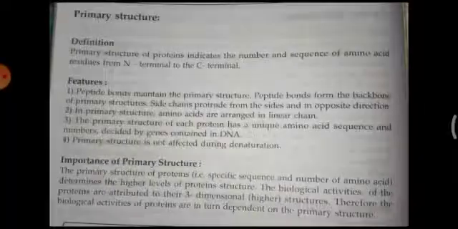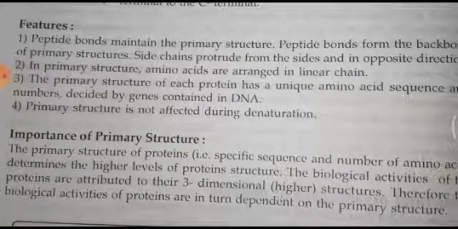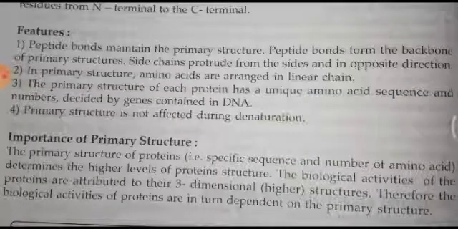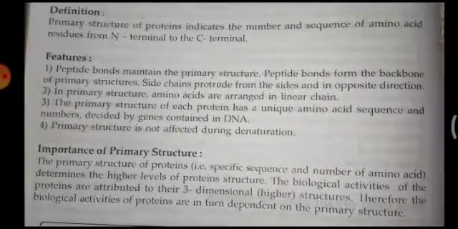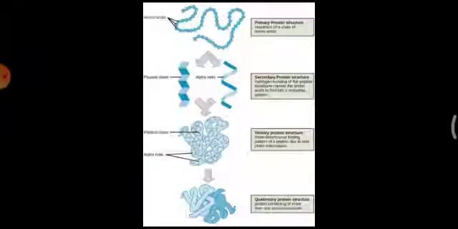So we are discussing primary structure. If you see the importance of primary structure, in the primary structure of proteins, the specific sequence and number of amino acids is determined. The biological activities of the proteins are attributed to the three-dimensional structure. Therefore, the biological activities of proteins are in turn dependent on primary structure. So the number and sequence of amino acids in protein is explained in this heading.